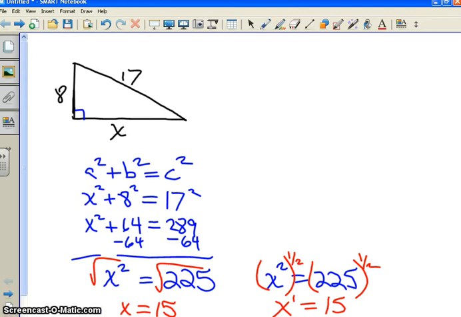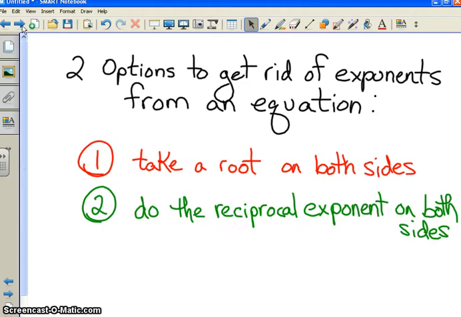So when you've got an equation with exponents in it, you've got two options. Here they are at the bottom. You can either take a root on both sides to get rid of the exponent, or you can do the reciprocal exponent on both sides.